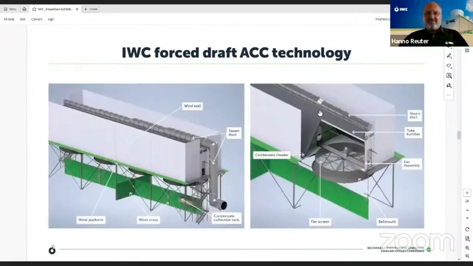All right, so the IWC forced draft, now a less seasick experience. So we'll just quickly recap: you see the steam duct, the bundles, the fan assemblies, and the wind walls. You have the wind cross, which is very crucial for wind effects.